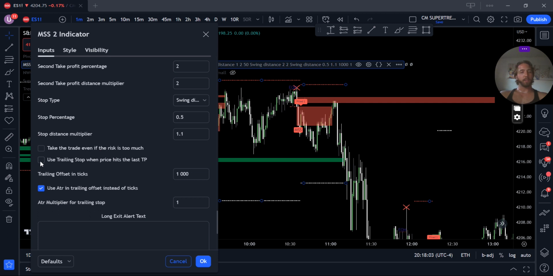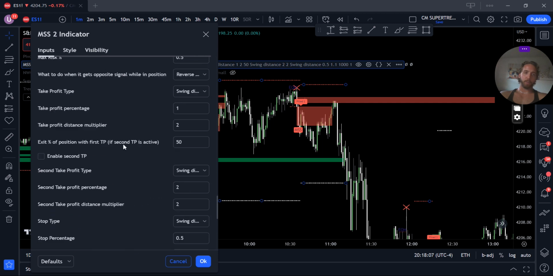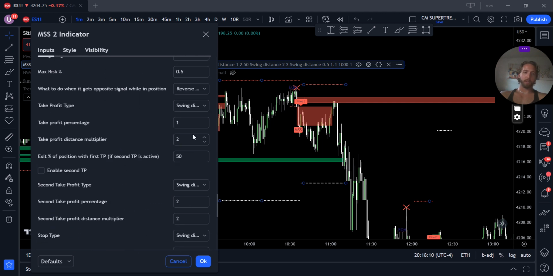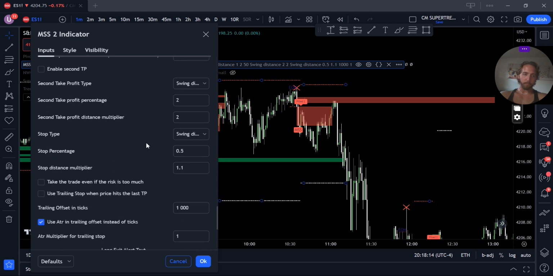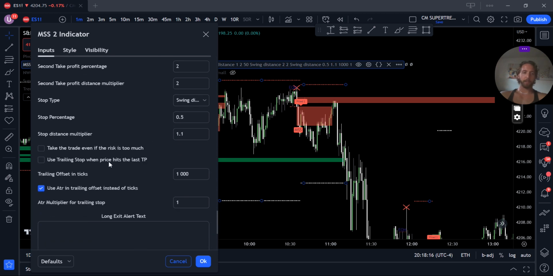And then we've got use a trailing stop loss once the price hits the last TP. If you don't have this checked, it's going to use this. So once you hit the 2 multiplier from the swing distance, if that's what you have checked like me, then you're going to have this automatically start once you do that. You can do one of two things. You can either have the trailing offset by ticks, which in this situation would maybe be something like 8 or 4. So 4 would be 1 point behind.